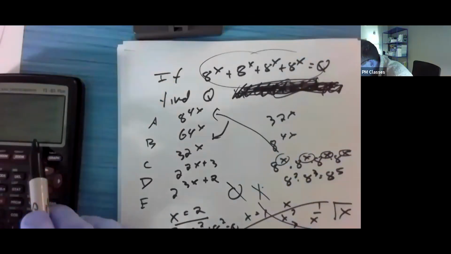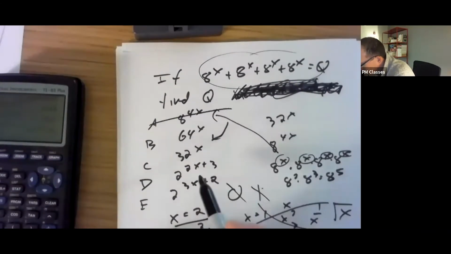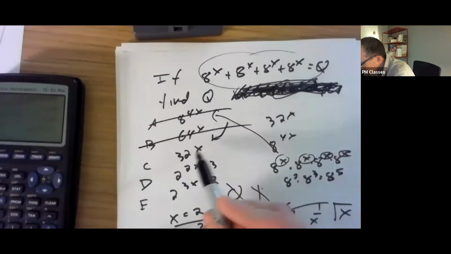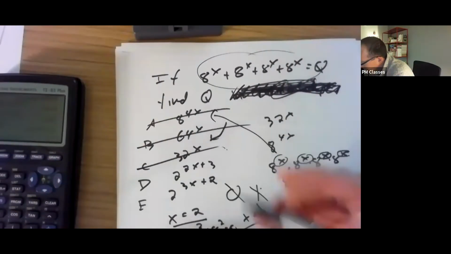Let's see here. Ooh, 16,770,216. Not what I'm looking for. 64 squared, you also know that's too big. 32, that's like 1,024, something, too big. Let's take a look at these guys.